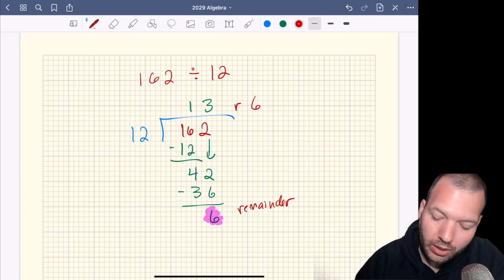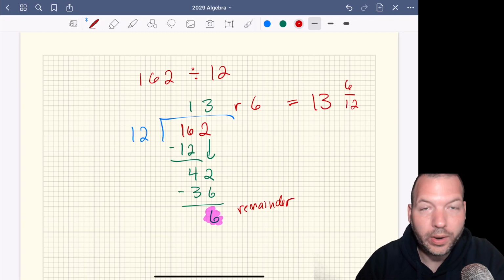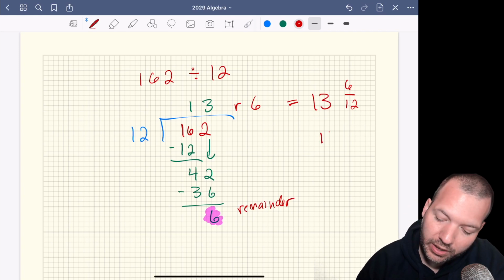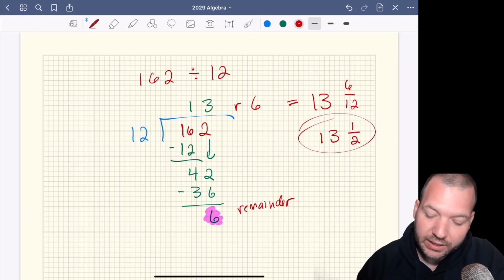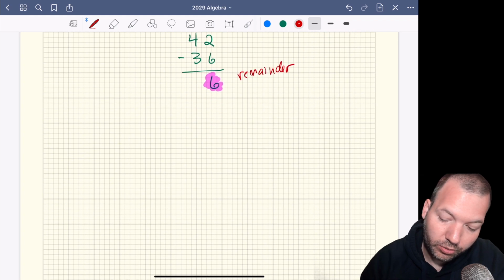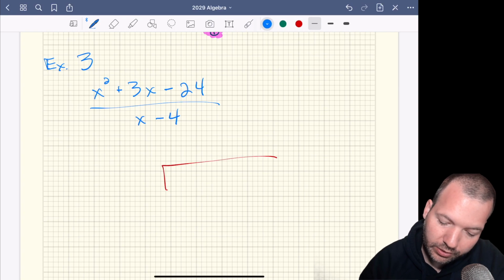Remainder 6. But very quickly after that, we said, you know what? Let's actually just write this as leaving 6 out of 12. In other words, we created a mixed number with our remainders. And so then we would simplify if we could, and we would say, so the answer is 13 and 1/2. We can do the exact same thing with polynomials. Take a look at example 3. And again, I actually want to draw the house to be able to do this.